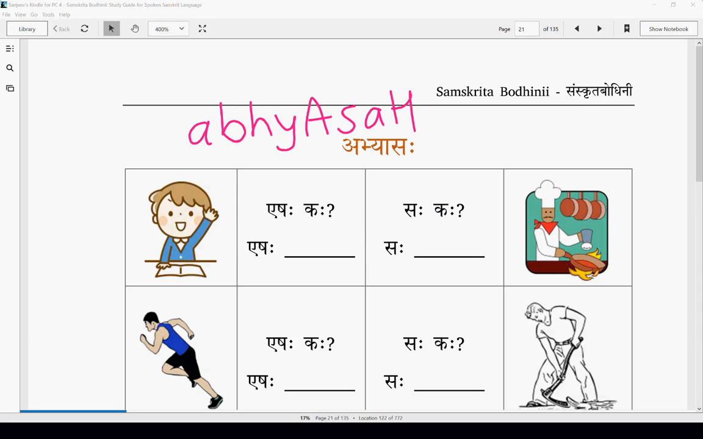Saha kaha, saha pachakaha. Pachakaha. Okay. Pachakaha is cook here. I think these are already given before, right? Okay. Next line also you can do this since you're already unmuted.